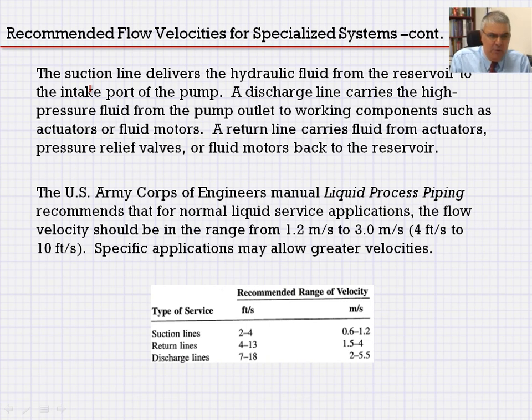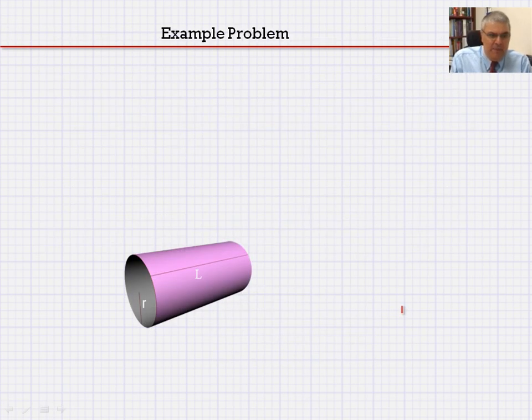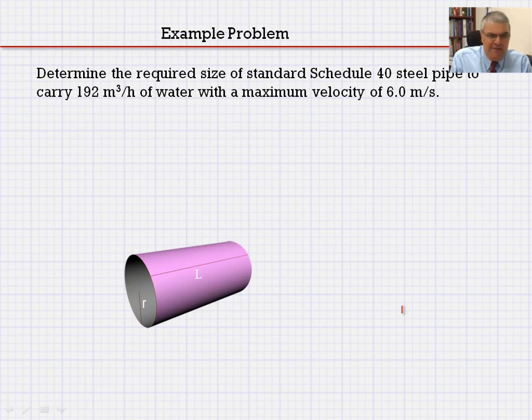There's a manual called Liquid Process Piping. It has certain recommendations for normal liquid service applications. Again, these are normal liquid service applications, so one must realize how they define normal. If it's really not for abnormal conditions, then we want to make sure that we study those conditions well before we can make recommendations as to what would be the size of the pipe and so on. Let's take a look at the example problem.